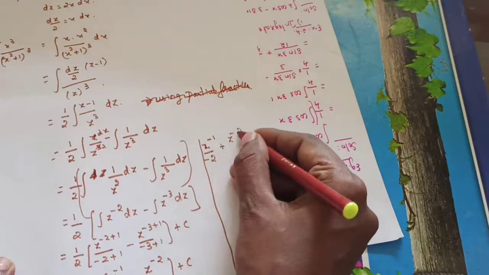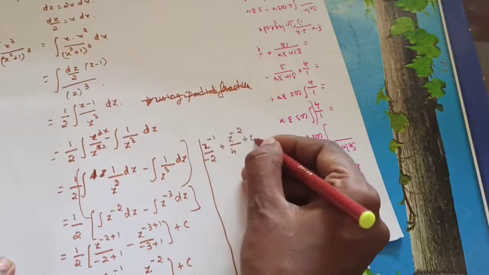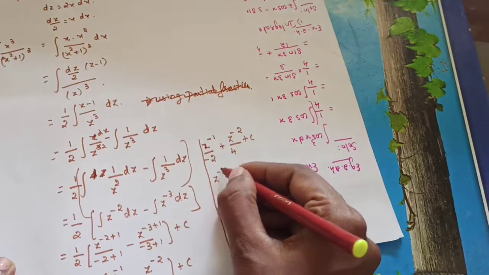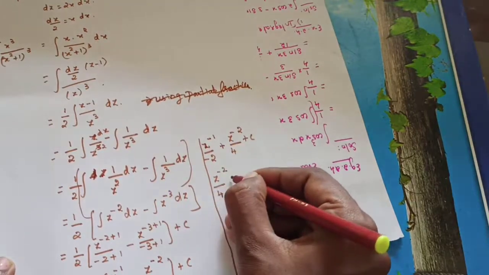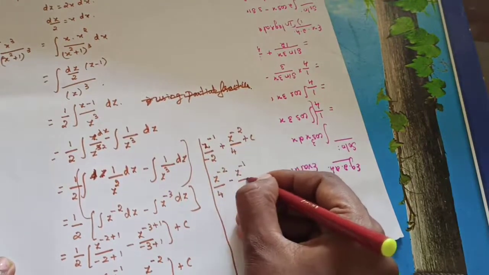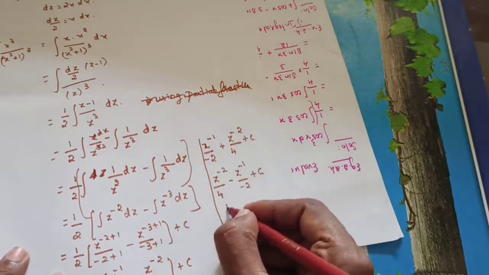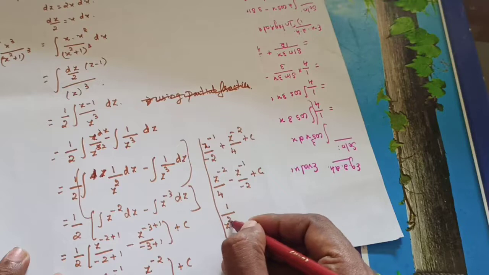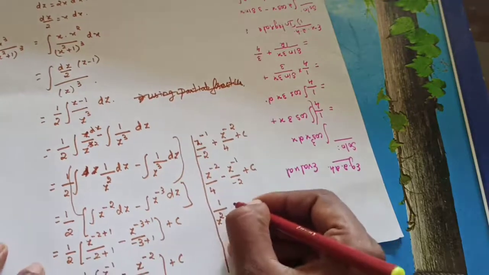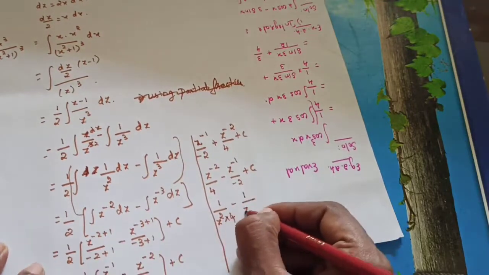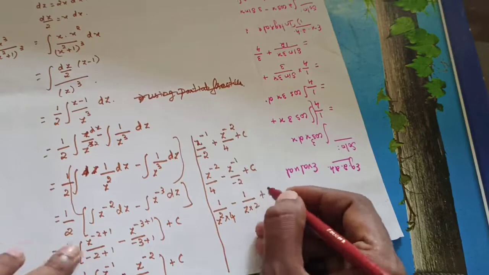So z power minus 2 divided by 4 plus c. So the plus term you can bring first: z power minus 2 divided by 4 minus z power minus 1 divided by minus 2 plus c. So this one you can bring down as 1 by z square into 4 minus 1 by z into 2 plus c. What's the z value?